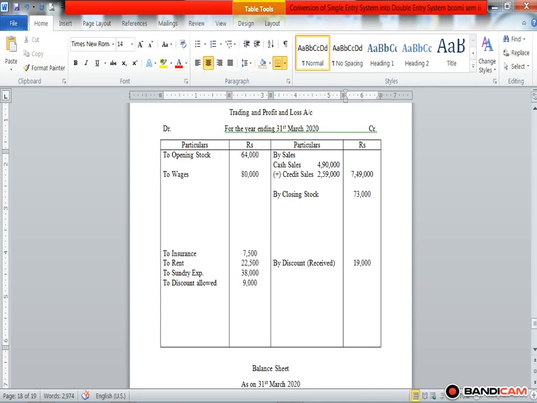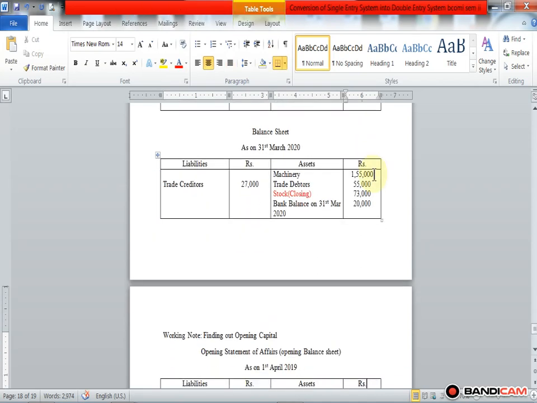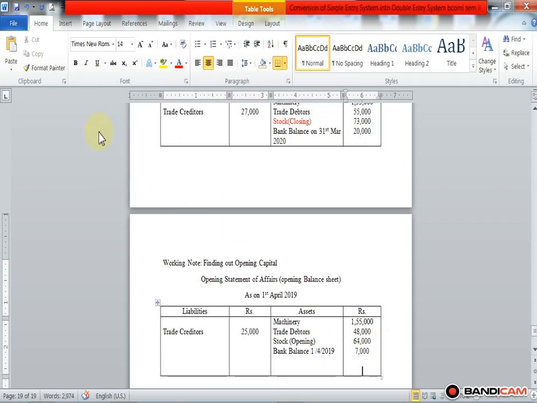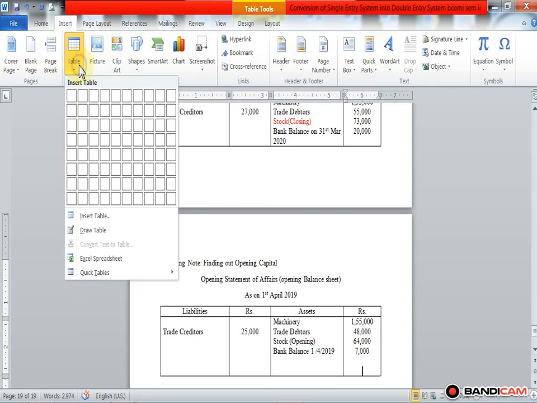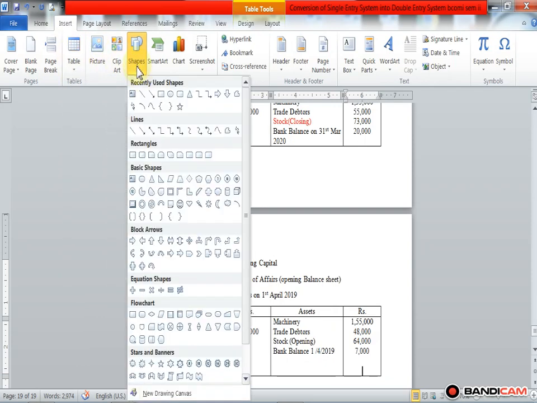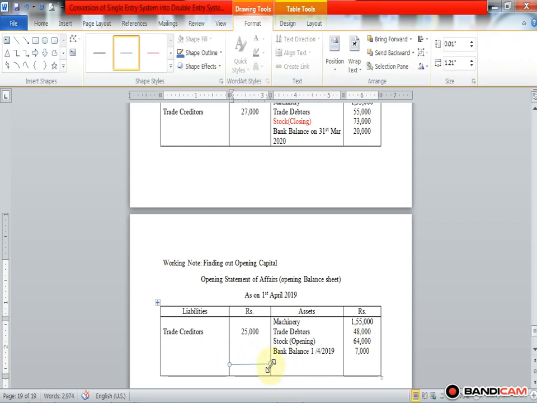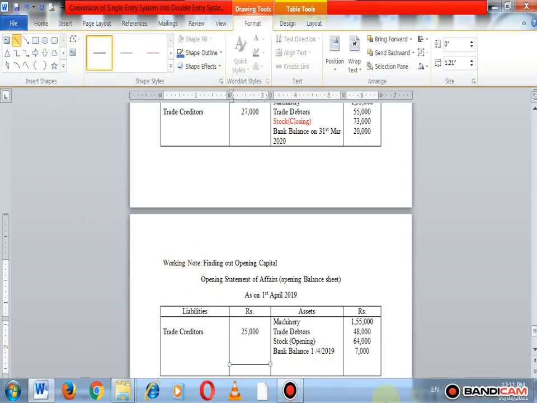Okay, now we make or close the opening statement of affairs. So make the total of the opening statement of affairs. Here the asset side is more than the liability side. So the total is 2,74,000.